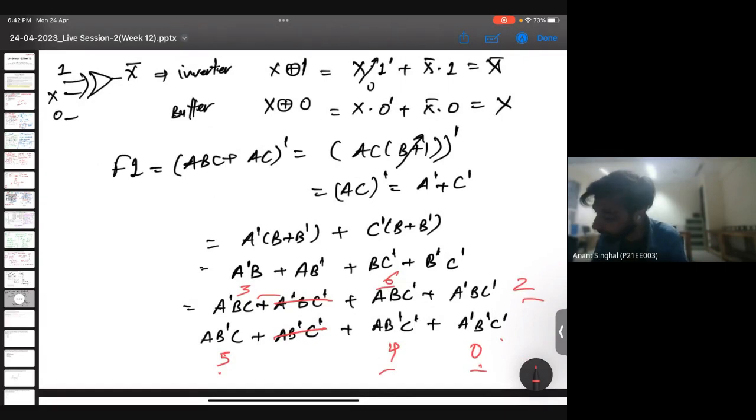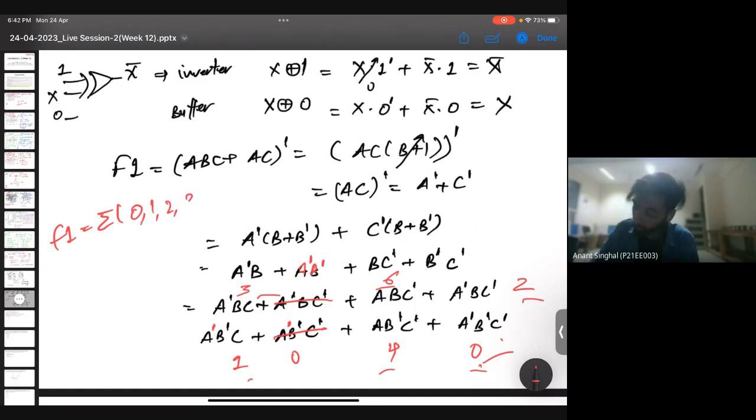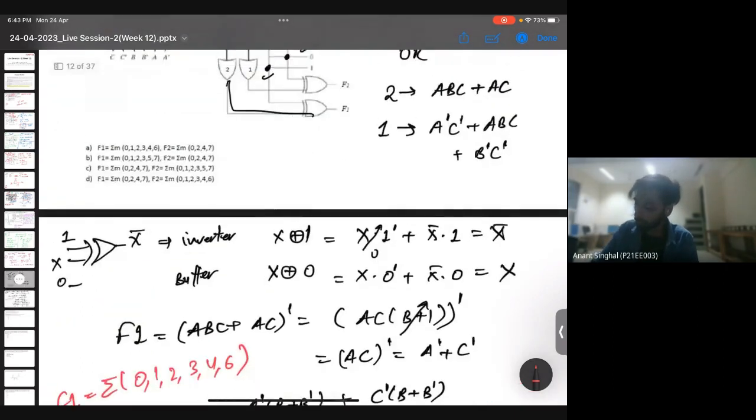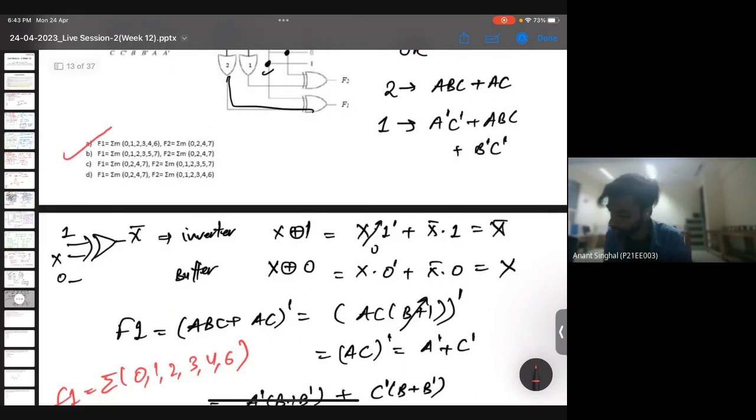Fine. A bar, C bar, so. Okay, so this was B bar, sorry. This was A bar, B bar. So I've written this is A bar and this is A bar. So this will be 1 and this will again be 0. So it is getting repeated. So we now have 0, 1, 2, 3, 4, 6. So F1 is nothing but minterm 0, 1, 2, 3, 4, 6, which is only in option number A. So we can check for F2 also.